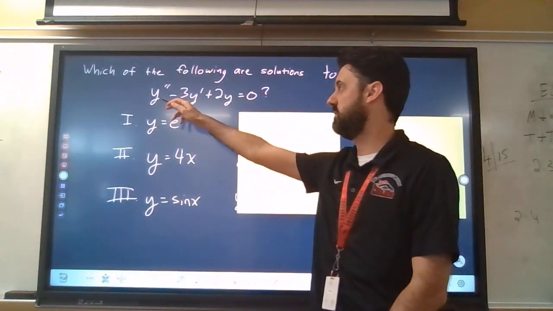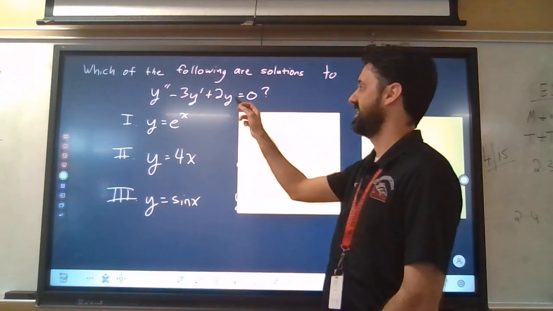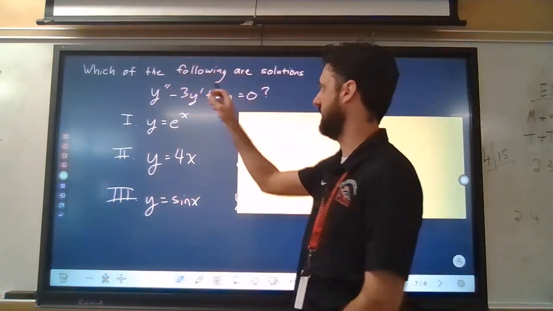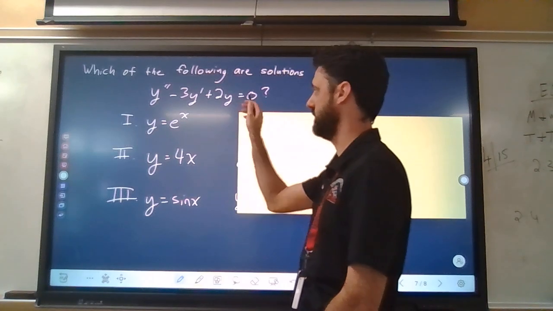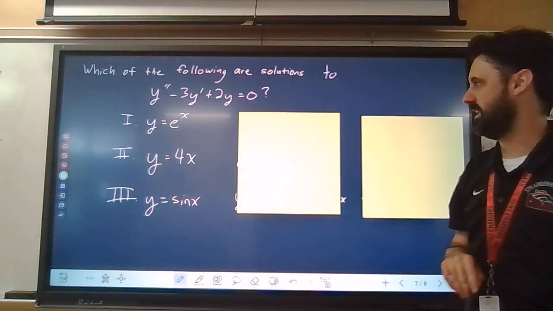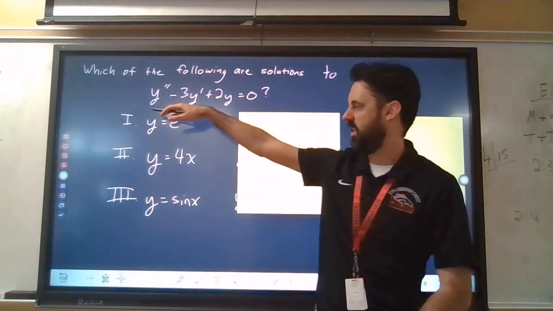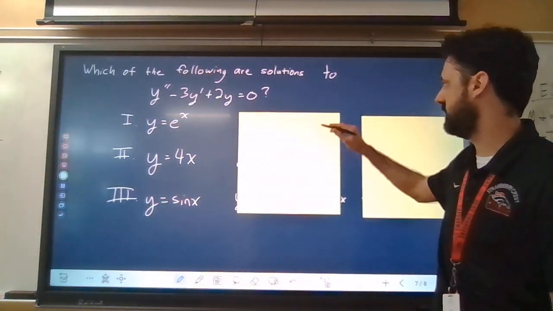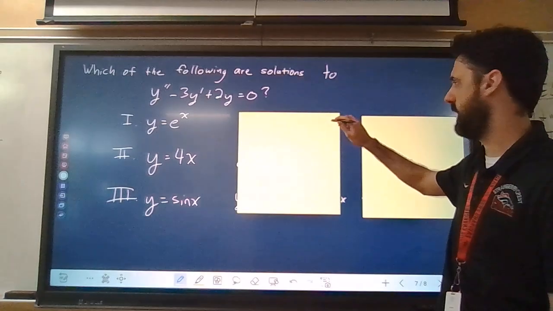It's got a second derivative, it's got a first derivative, and it's got the original function. And it says, if we add these together or subtract, which of these is going to equal 0? So if you get a question like this, it's usually going to be like a three-part question. We've got to check all three of these, and hopefully they give us ones where the derivatives aren't too bad.